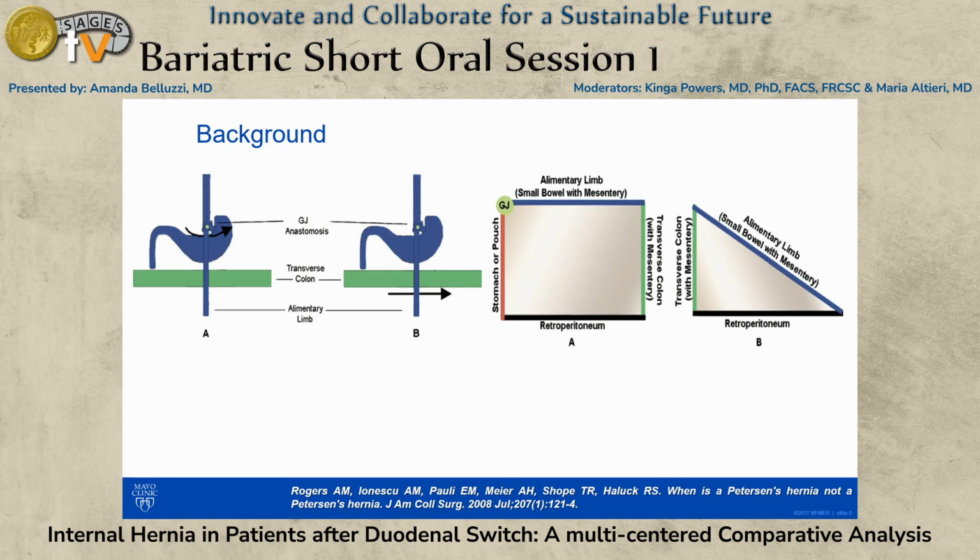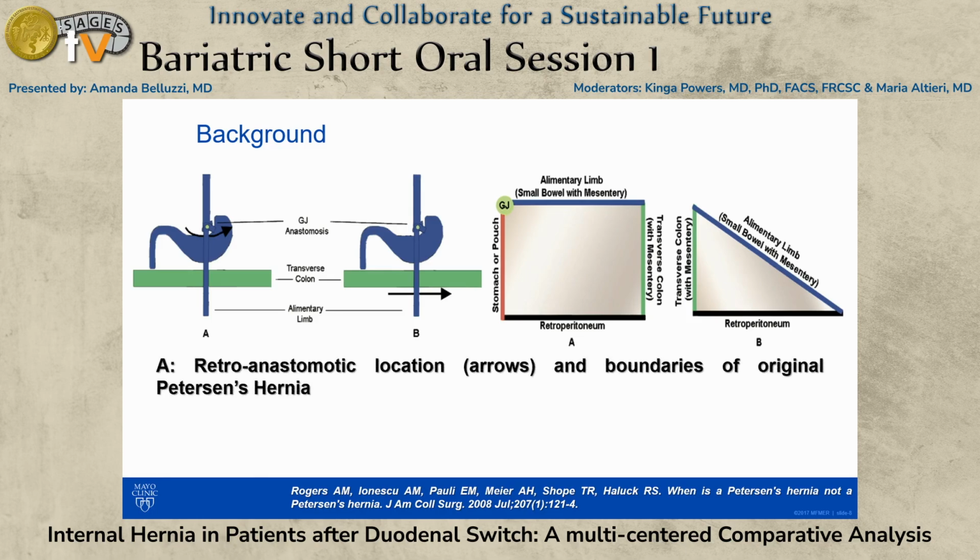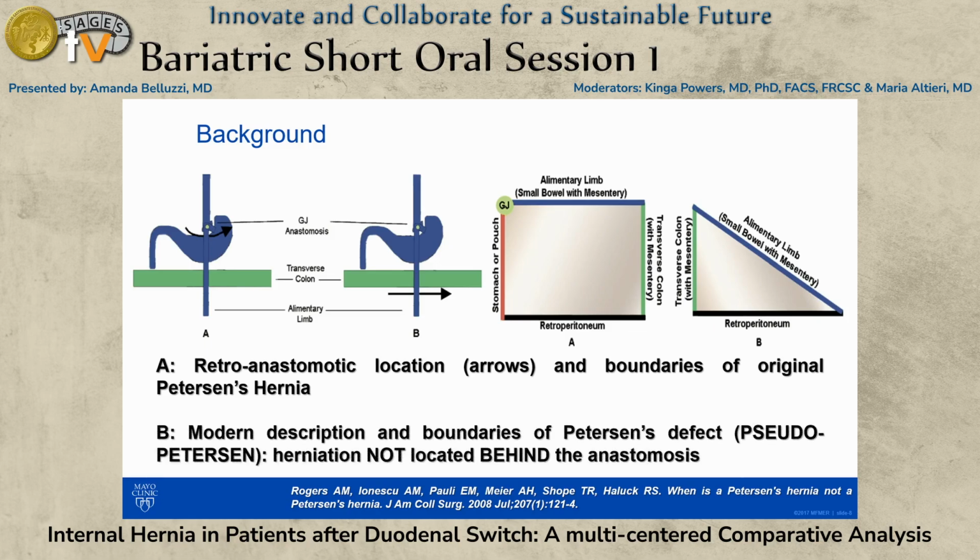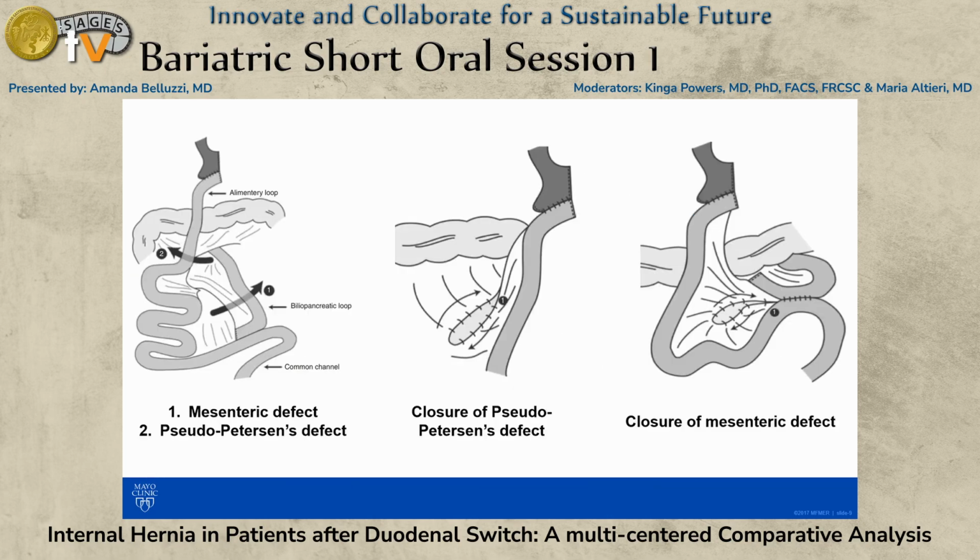As you can see here, we see the boundaries of the retroanastomotic location of the original Petersen hernia, while in the second figure, we see the boundaries of the modern description of Petersen defect that we usually refer to as pseudo-Petersen, where the herniation is not located behind the anastomosis. As you can see here, we see the mesenteric defect, the pseudo-Petersen defect, the closure of pseudo-Petersen defect, and the closure of mesenteric defect.